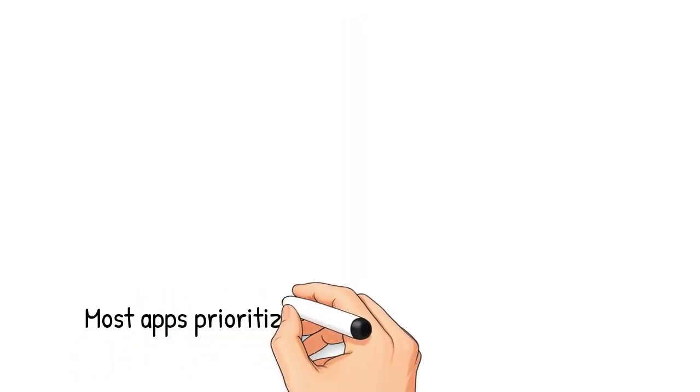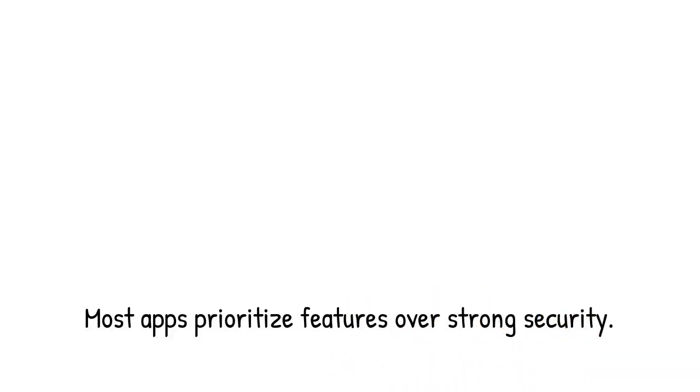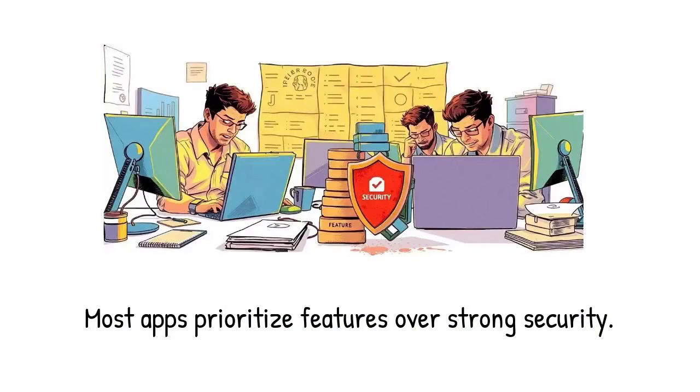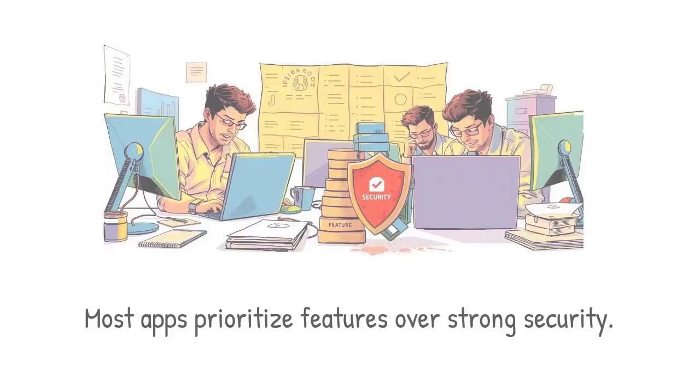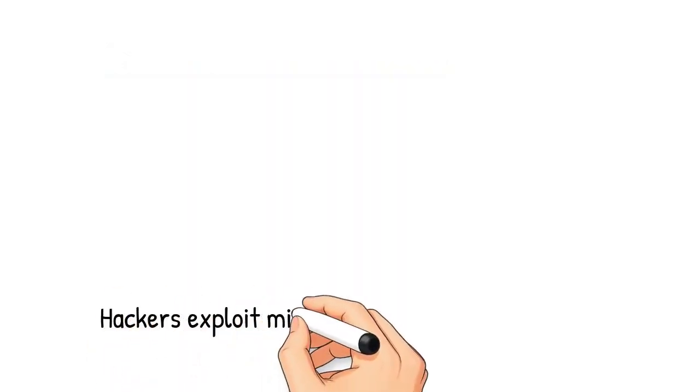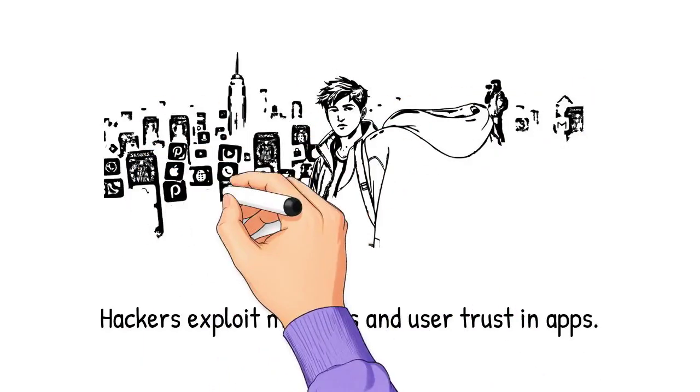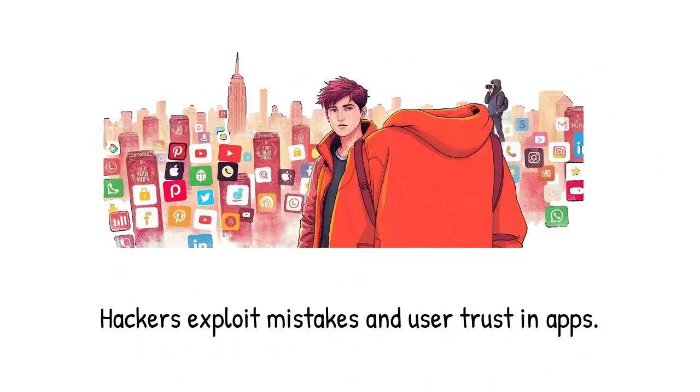Here's the uncomfortable truth. Most apps are built for features, not security. Developers are under pressure to release fast, add new features, fix bugs, improve UI, increase performance, beat competitors. Security becomes an afterthought. And hackers know this. They know developers make mistakes. They know companies cut corners. They know users trust apps blindly, so they exploit all of it.